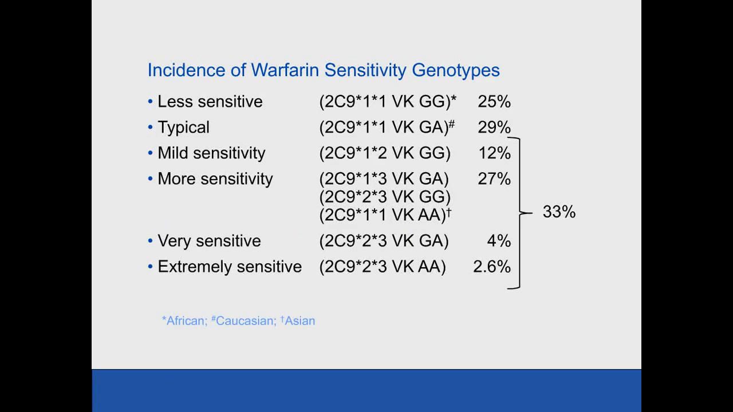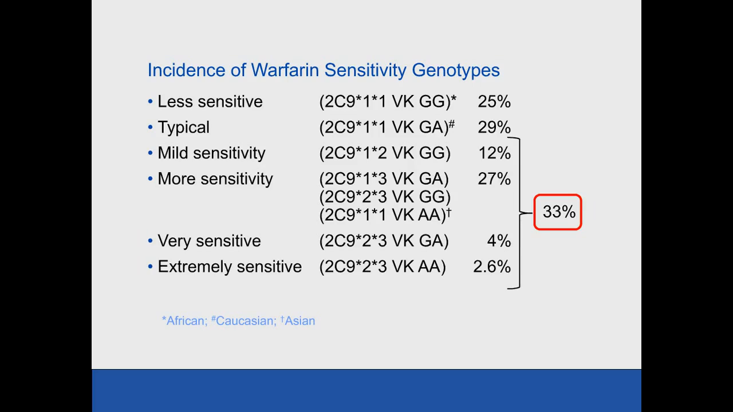So let's come back and talk about incidence. What is the incidence of warfarin sensitivity? The less sensitive genotype is approximately 25% of the patient population. They need a higher warfarin dose. The typical warfarin sensitivity genotype, that's the star 1 GA, 29% of the population, they will respond very well to the typical warfarin dose. Mild sensitivity, 12%, and we get down to very sensitive and extreme sensitivity for 2.6%. Point out here that 33% of the population requires a lower warfarin dose.